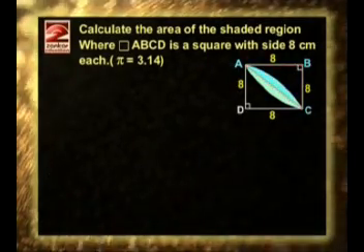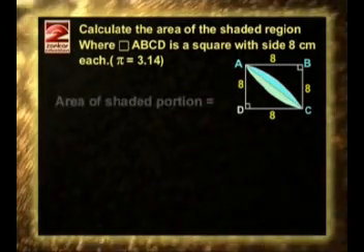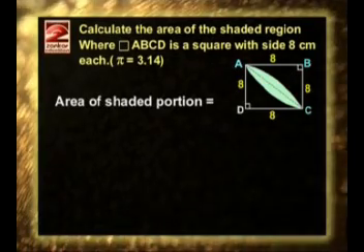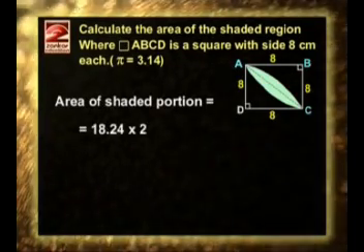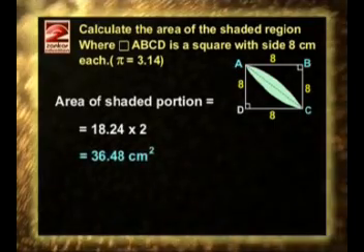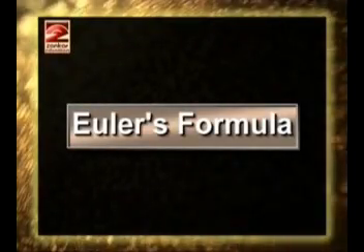Similarly, we can find out the area of this segment, it comes to the same, and therefore the total area of the shaded portion is equal to 18.24 into 2, that is equal to 36.48 centimeters square. Now we'll see about Euler's formula.